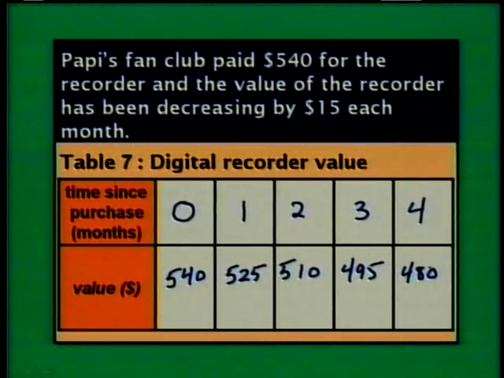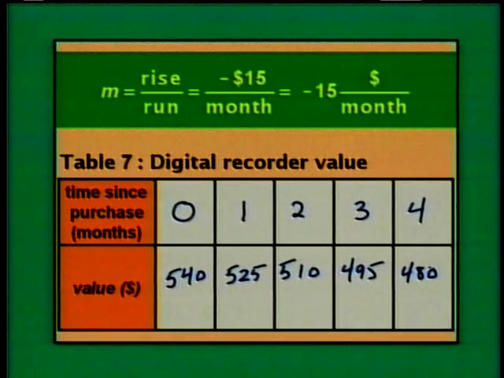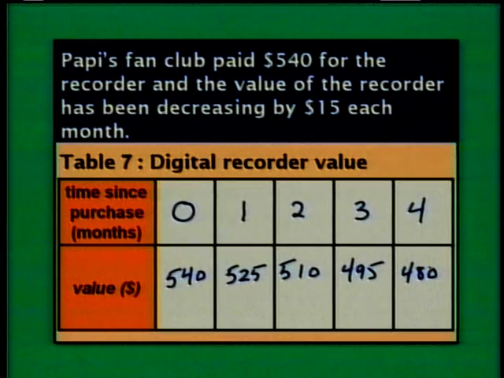So what we actually used here was slope. If I looked at this data, I see that the rise is negative $15. The run is 1 month. So the slope in this situation is negative $15 per month. Well, that information was given to us in the original problem. We were told that the value of the recorder has been decreasing by $15 each month. We were given information about slope.